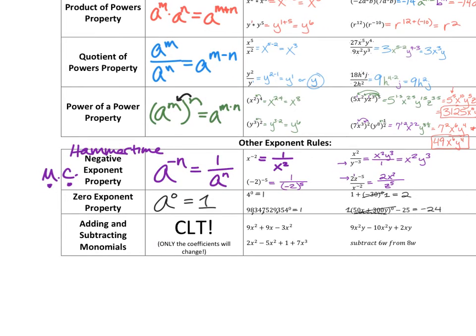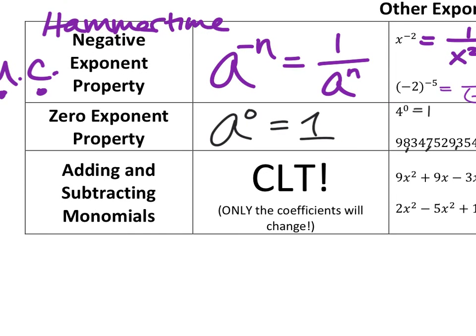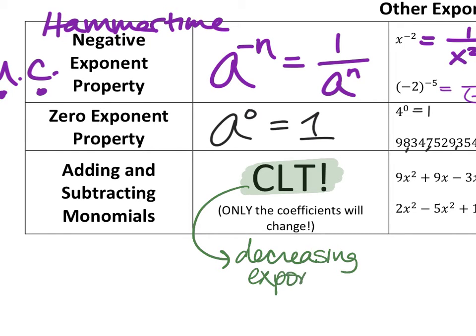Adding and subtracting monomials is actually something we've been doing for a while, and all that we need to do here is combine our like terms. Now we're going to be picky for a while, and when we do combining like terms when we're dealing with exponents, we need to make sure we write these in standard form, which means we're writing it in decreasing exponent order.